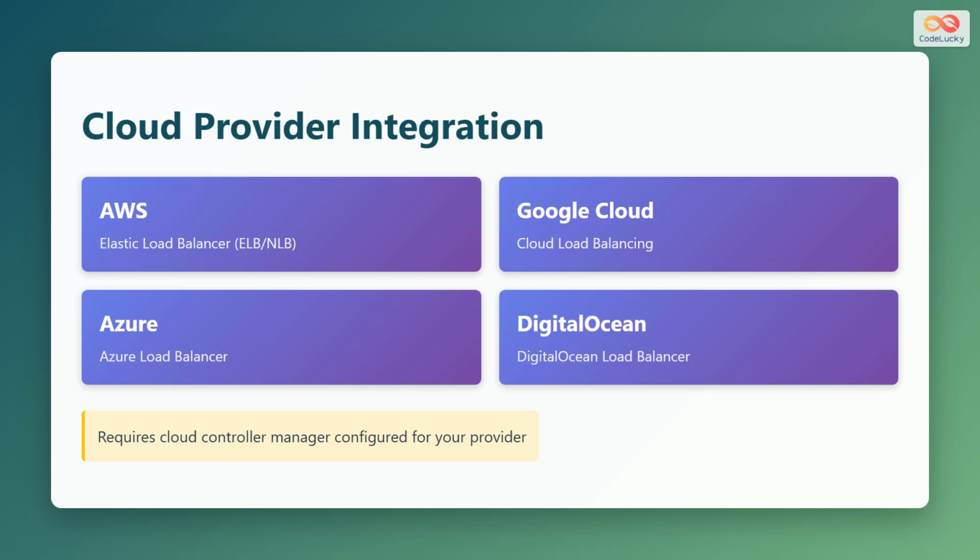Load balancer services integrate seamlessly with major cloud providers. On Amazon Web Services, they provision elastic load balancers or network load balancers. Google Cloud uses cloud load balancing. Microsoft Azure provides Azure Load Balancer. DigitalOcean has its own DigitalOcean Load Balancer service. It's important to note that this functionality requires the Cloud Controller Manager to be properly configured for your specific cloud provider to enable automatic load balancer provisioning.